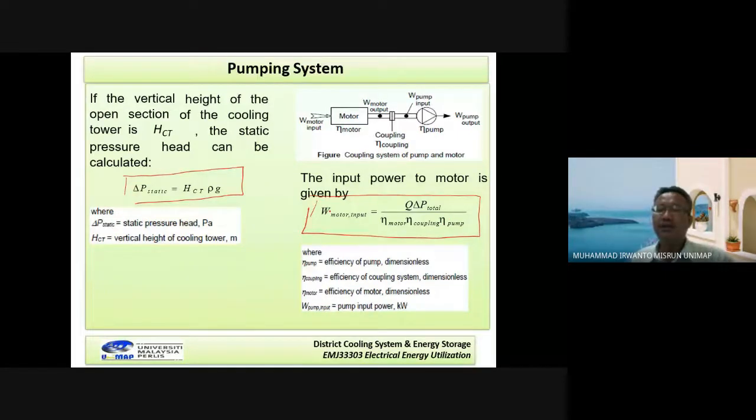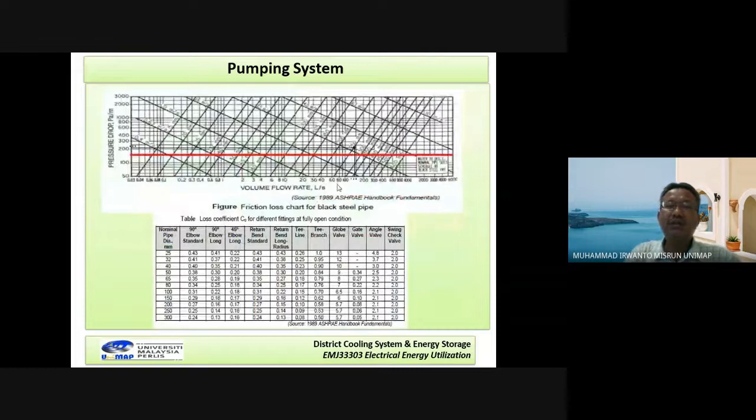It is equal to Q delta P total over efficiency of motor, efficiency of coupling, efficiency of pump. Here Q is the flow rate, unit in meter cubed per second. For delta P total we have to find the total pressure losses for the length of the pipe, for the fittings of the pipe, elbow, T junction, strainer, valve, and also for the cooling tower. After that we can calculate the motor input.